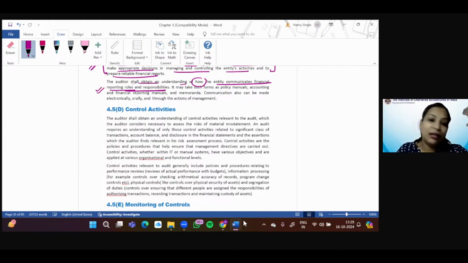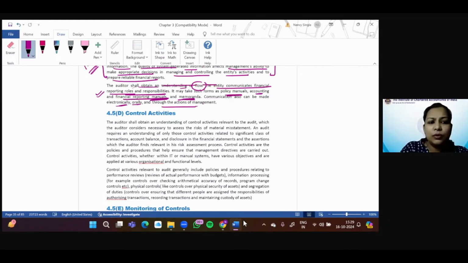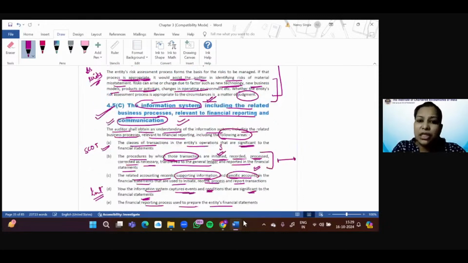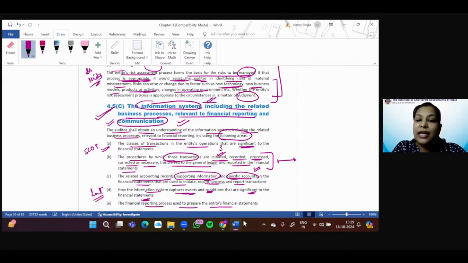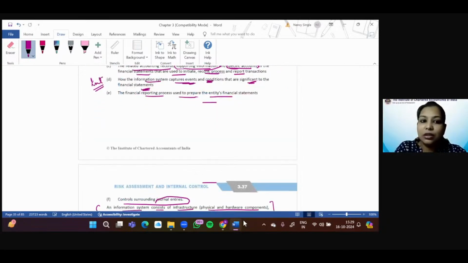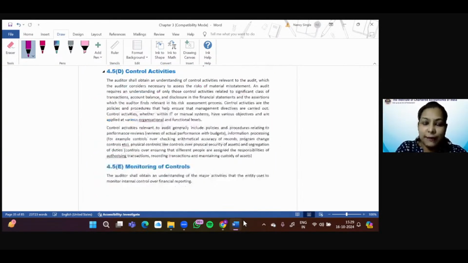And again, if you remember, I gave you an example that when a person joins, policy manuals are given. Accounting and financial reporting manuals are there. Memoranda and summaries are there. And it can be done electronically or through the actions of management, right? So is it clear? What was this point? This was with respect to the information system, including the related business processes relevant to financial reporting and communication. So this was the third component of internal control, right?